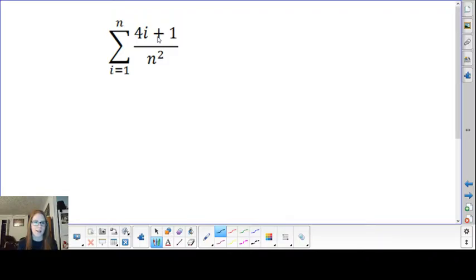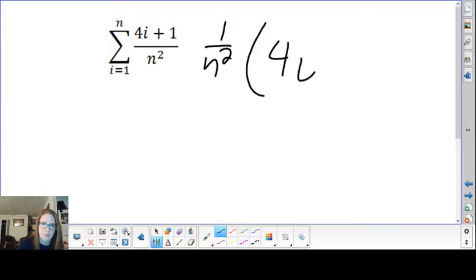To do that, I need to manipulate my summation so I can plug stuff in and pull it out. So I'm going to take out a 1 over n squared because I'm dividing out that guy. I no longer want my fraction because I want to work with manipulating my i's. So I don't want my n in there. And since he's on the bottom, he's going to stay on the bottom. So I bring out a factor of 1 over n squared, and I am left with 4i plus 1.